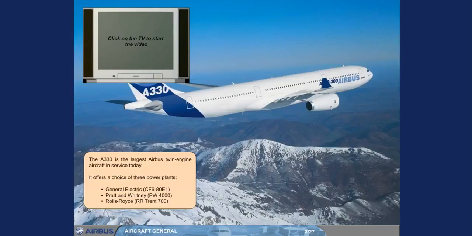The A330 is the largest Airbus twin-engine aircraft in service today. It offers a choice of 3 power plants: General Electric CF6 ATE1, Pratt Whitney PW4000, Rolls-Royce Trent 700.